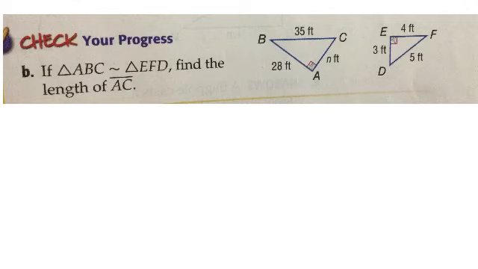Now be careful, because this time the triangles don't look the exact same, right? One's been rotated around. So remember, if they've told us the name, we know which one goes where. A matches up with E. B matches up with F, and C matches up with D. So just be very careful when you are setting up your proportions.